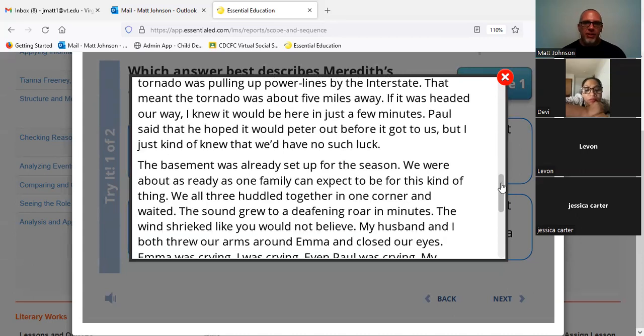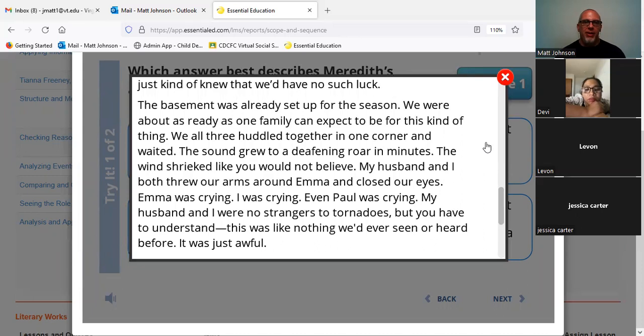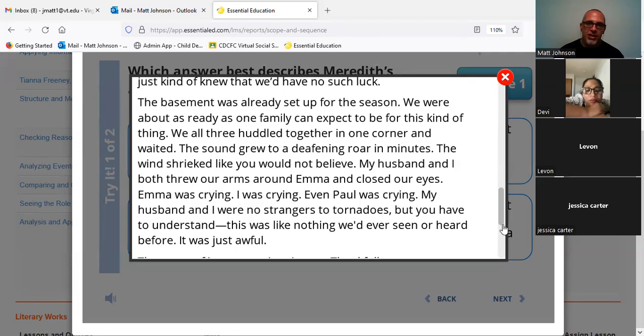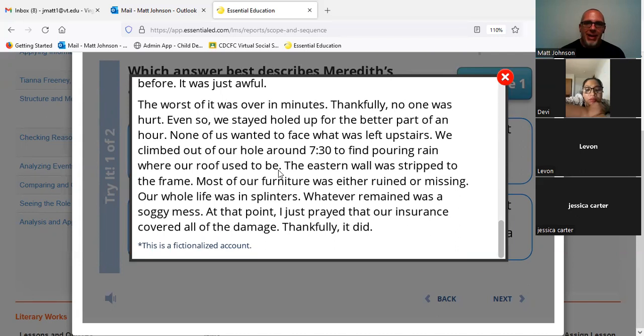The basement was already set up for the season. We were about as ready as one family can expect to be for this kind of thing. We all three huddled together in one corner and waited. The sound grew to a deafening roar in minutes. The wind shrieked like you would not believe. My husband and I both threw our arms around Emma and closed our eyes. Emma was crying. I was crying. Even Paul was crying. My husband and I were no strangers to tornadoes, but you have to understand, this was like nothing we'd ever seen or heard before. It was just awful. The worst of it was over in minutes.